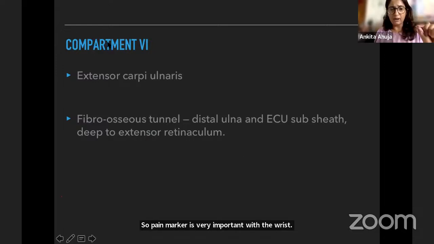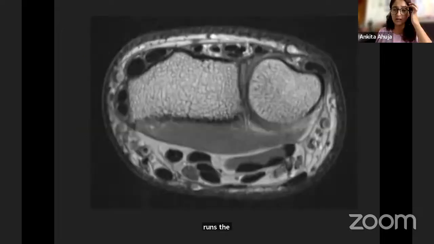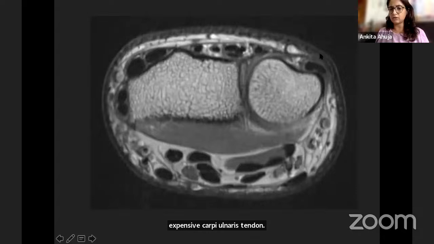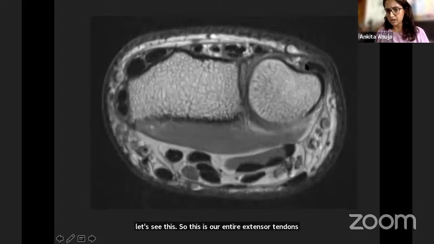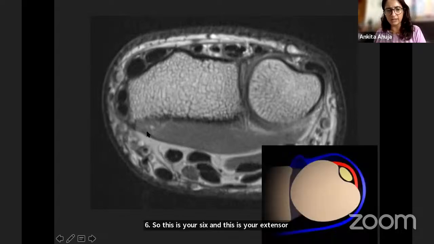Moving back to compartment 6, it is like a fibro-osseous tunnel. So your distal ulna along with the sheath, and in between runs the extensor carpi ulnaris tendon. So let's see this. This is our entire extensor tendons, 1, and on the ulnar side, you have extensor compartment 6. So this is your 6, and this is your extensor retinaculum, which is holding all the tendons in place, right?